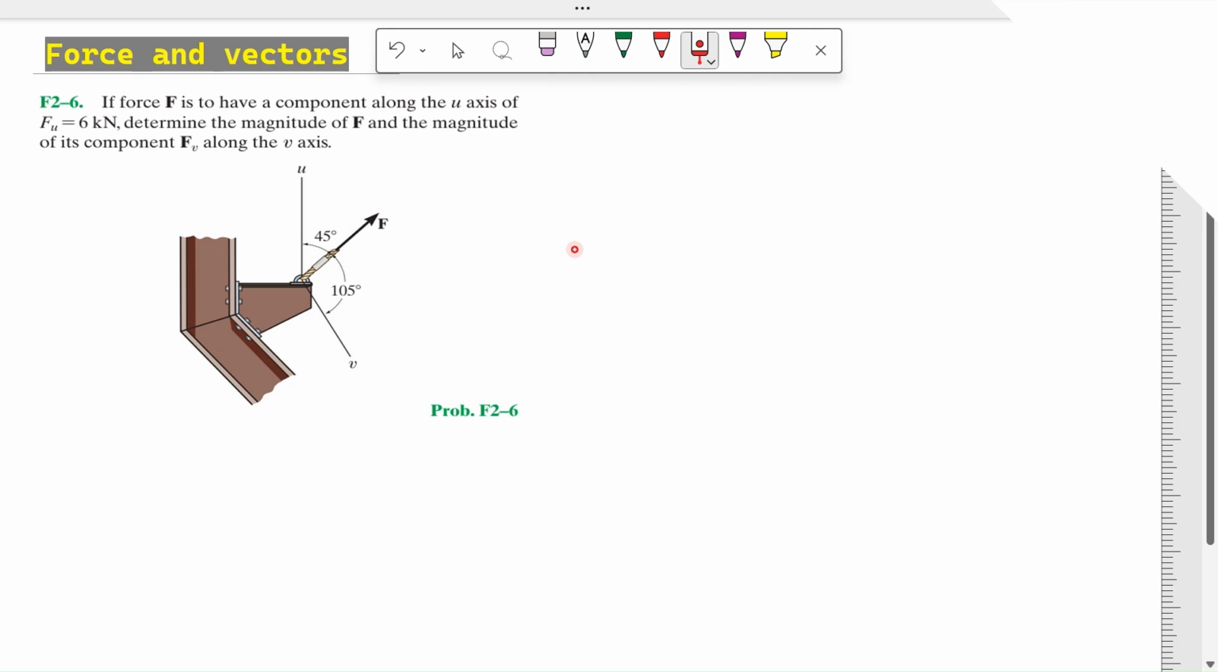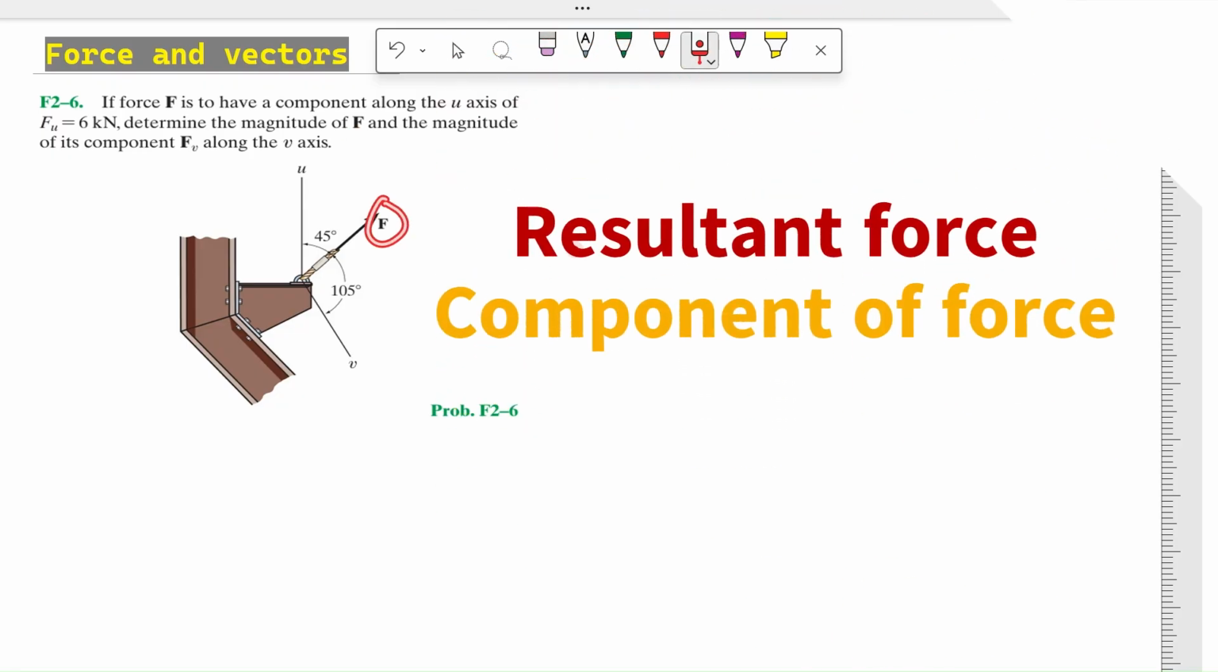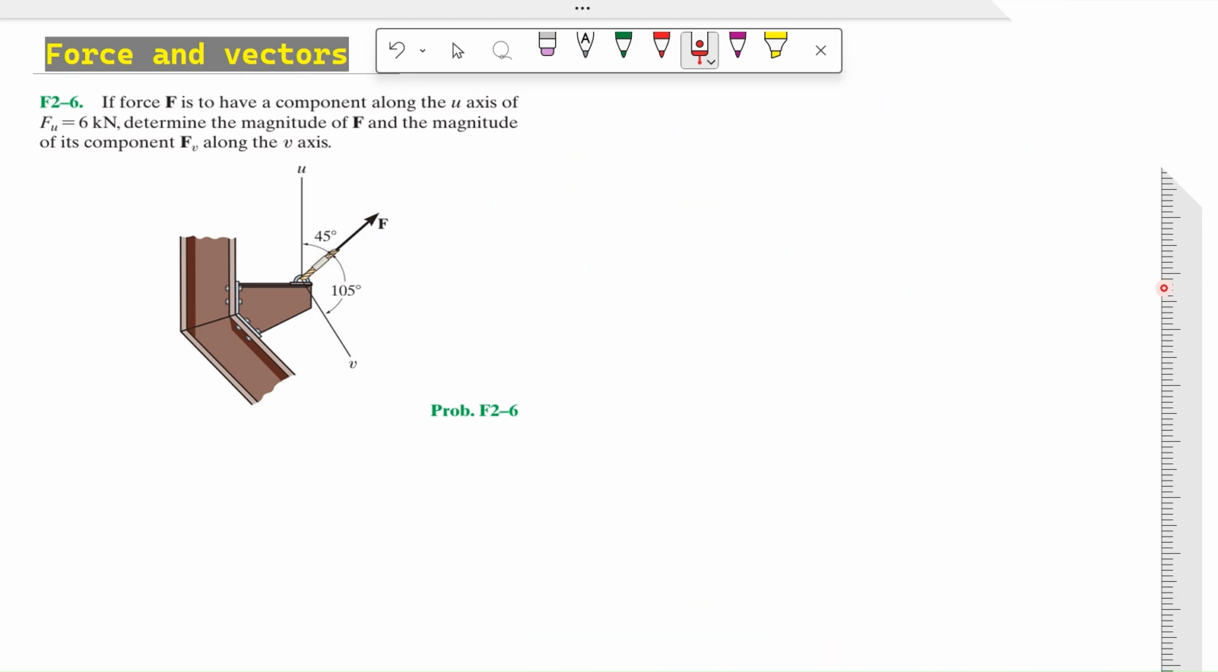It is also given that Fu is 6 kilonewton, meaning the component of this resultant force along this axis is 6 kilonewton. They ask what the value of the resultant force is, and the value of the component of the resultant force along the V axis. So the main aim is to determine the value of the resultant force and one of its components along the V axis.